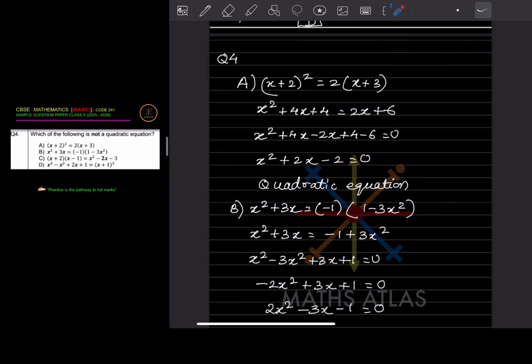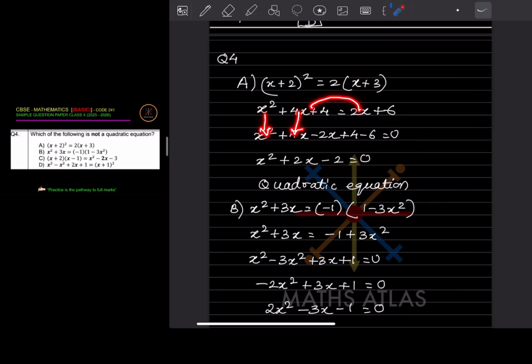So now let us expand this one. This is in the form of a plus b whole bracket square. So that is going to be a square plus 2ab plus b square. So that is going to be x square plus 2ab, where this is a and this is b. So that is going to be 2 into x into 2, which is 4x. And here b square means 2 square, that is going to be 4. And this will be 2x plus 6. So now x square is on the left hand side, plus 4 also on the left hand side.